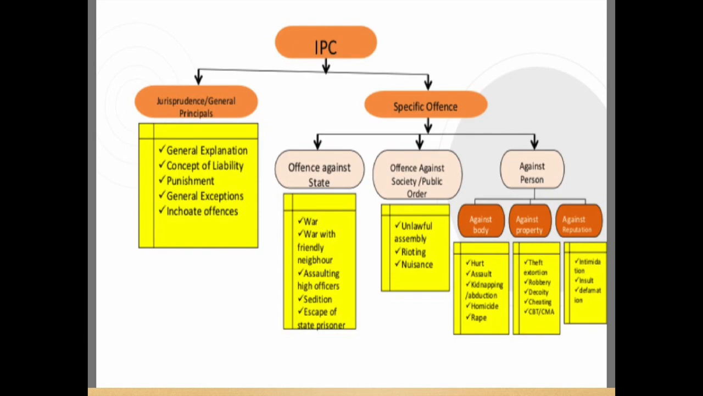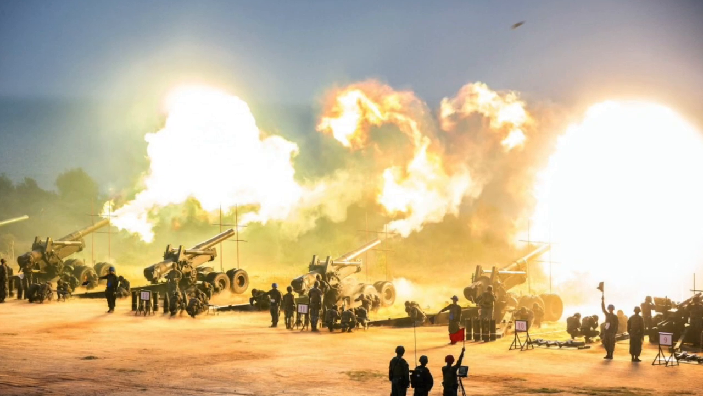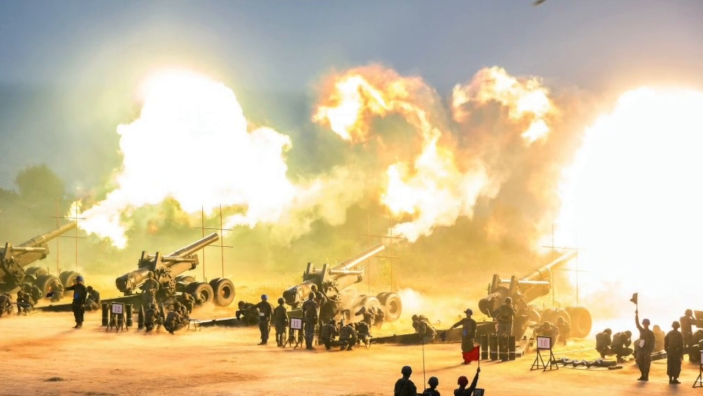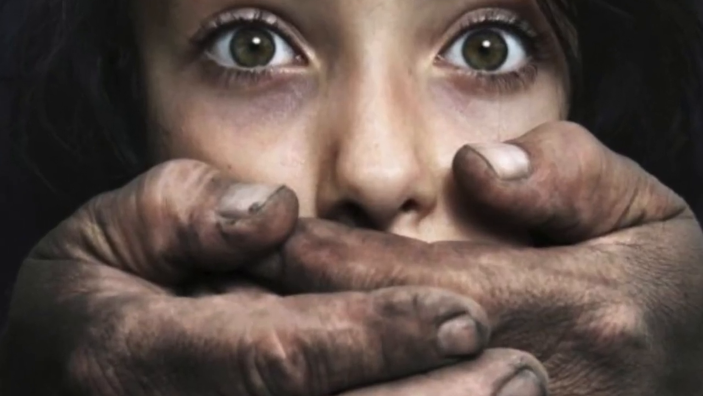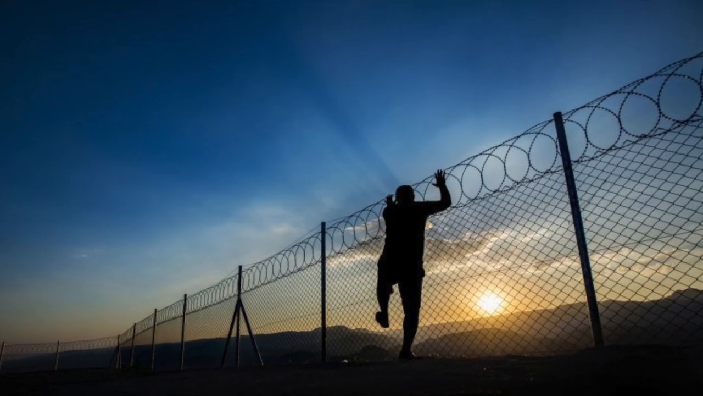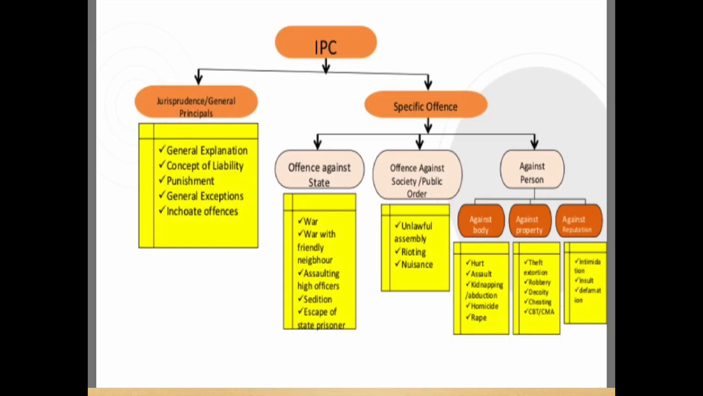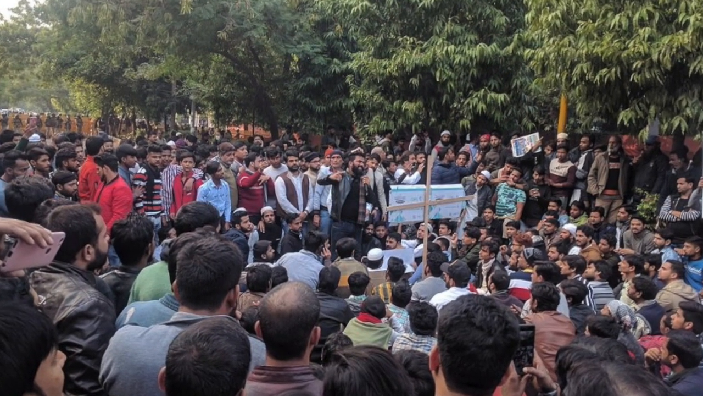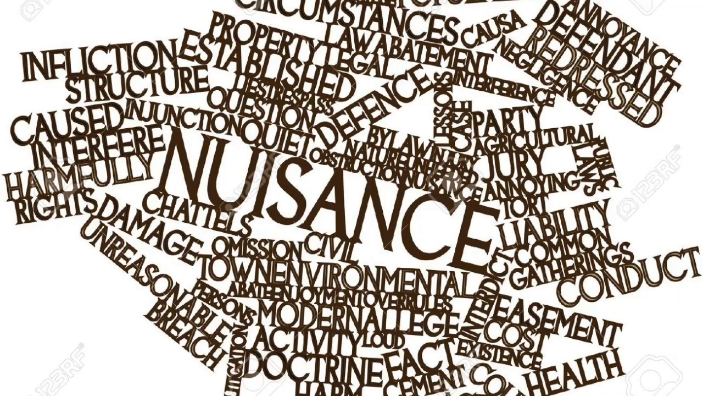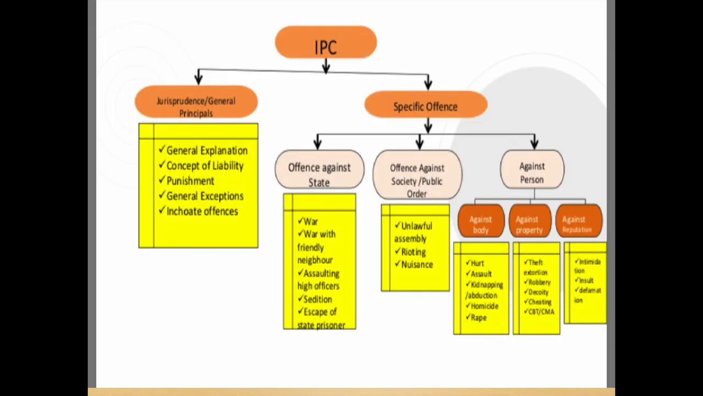If we see the second part, that is specific offences, it contains offences against the state like waging war with a friendly neighbor, sedition, assaulting high officers, escape of a state prisoner. Second, specific offences against society, the public order, like unlawful assembly, rioting, nuisance, etc.